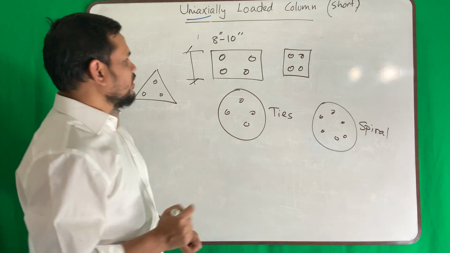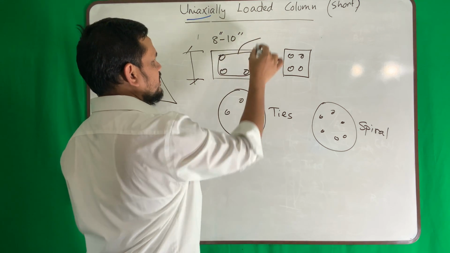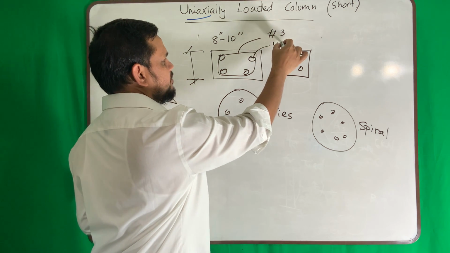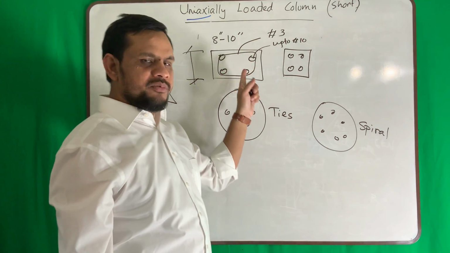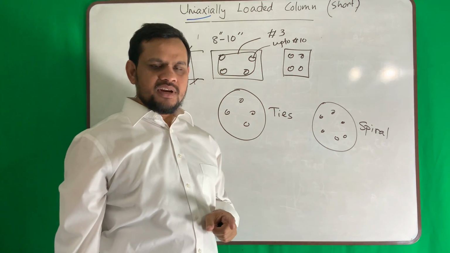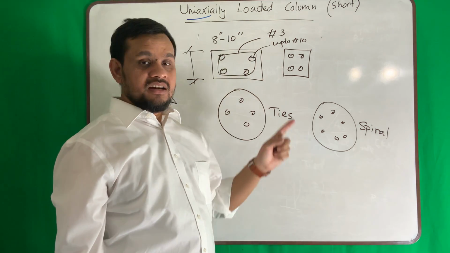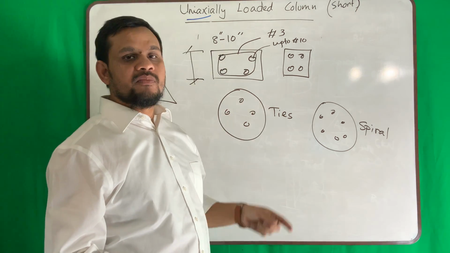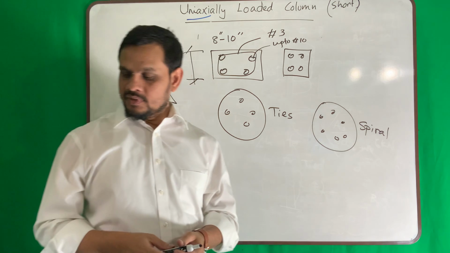Okay, then what should be the tie or spiral size? It should be at least number 3 if the main bar is up to number 10. If the main bar is 11 or higher, then the tie or spiral size should be at least number 4. And this requirement is the same for beams also.